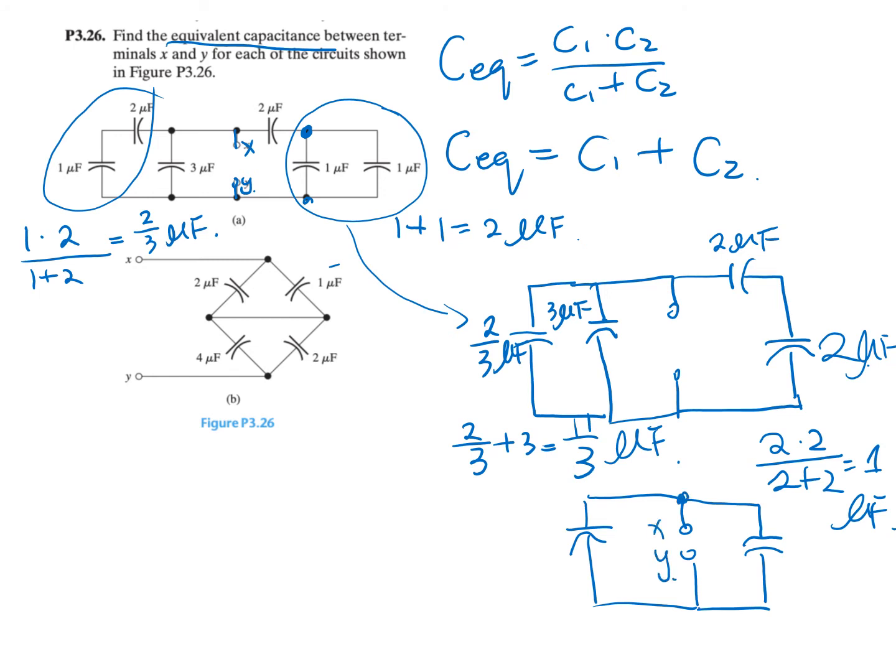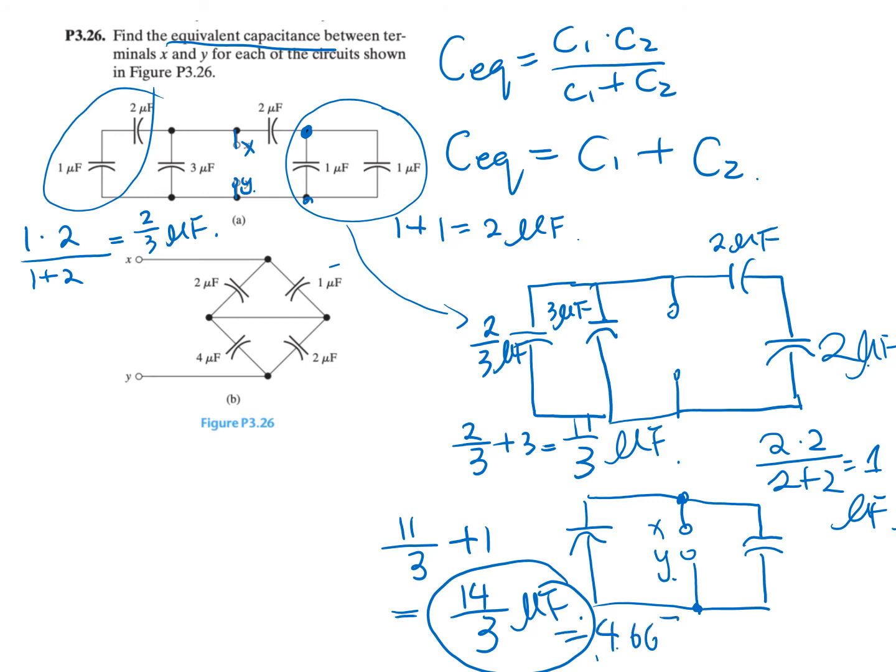We can see that these two capacitors are connected in parallel. So we have 11 over 3 plus 1. That's 14 over 3 microfarads. So the equivalent capacitance is 14 over 3 microfarads, which is approximately equal to 4.667 microfarads.